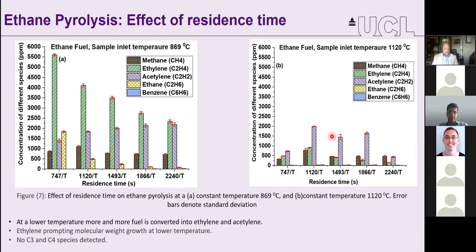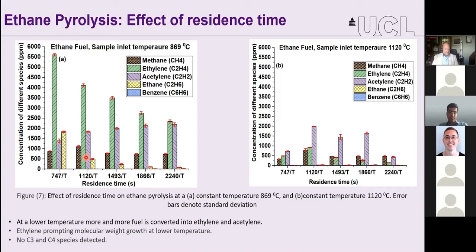This figure 7 shows the effect of residence time on ethane pyrolysis at two different sample inlet temperatures. Figure 7a shows that the main products of the ethane pyrolysis were ethylene and acetylene, followed by methane. It can be observed from this figure 7a that at lower temperature, more and more fuel is converted into ethylene and acetylene. It is also interesting to note that once methane is formed, its concentration remained constant at all residence times at this lower temperature.